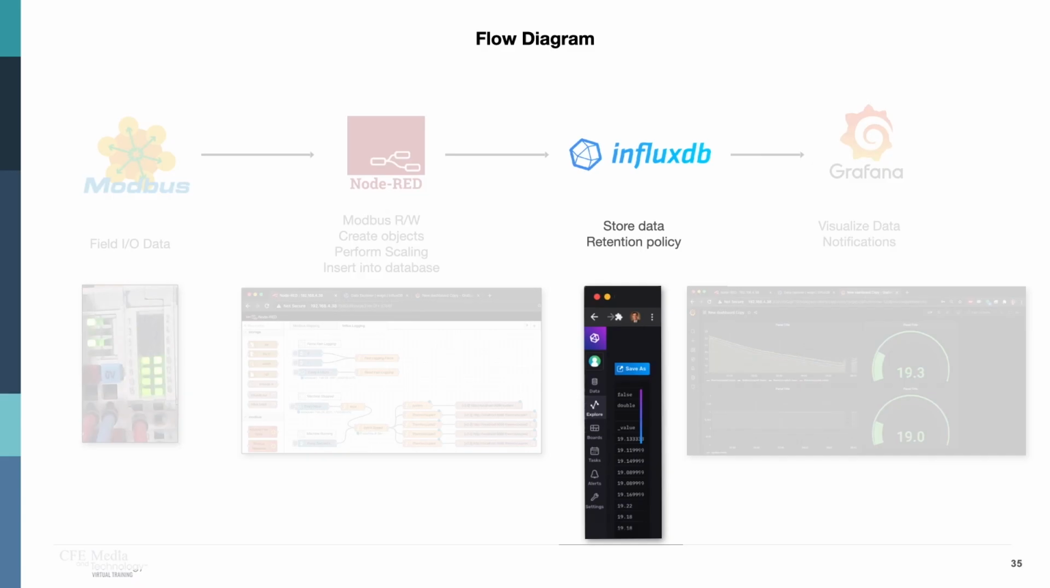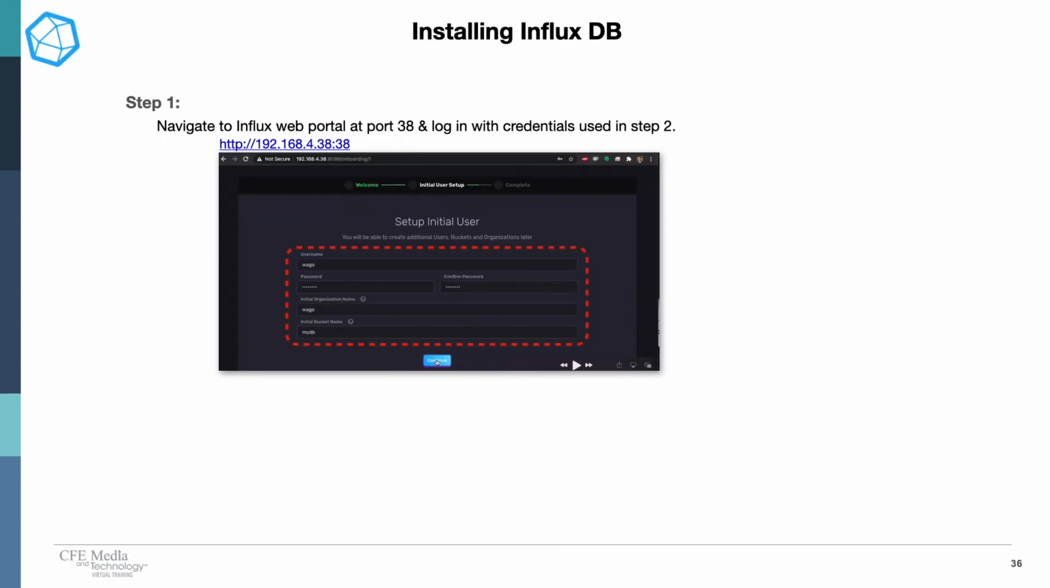The next step is to configure our InfluxDB. So Influx has its own web-based management. We can access it with port 38, and we can log in with those credentials that we created in the previous step, which was, in that example, Wago, and then the name of the bucket that you created.